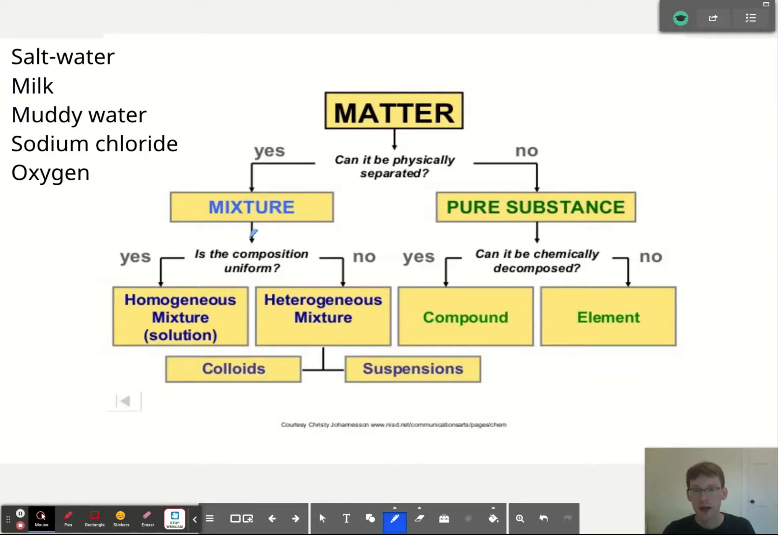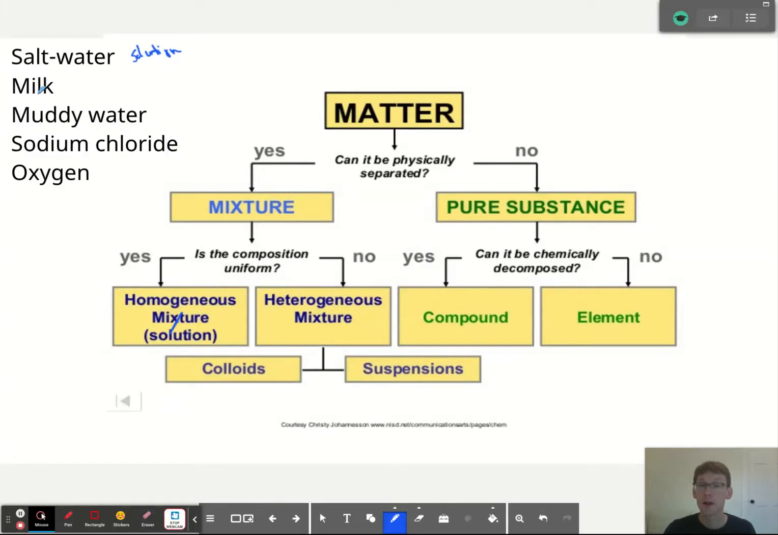The next question we ask is, is the composition uniform? If you look at salt water, it looks like it's all one thing, and that is absolutely true. It is therefore a homogeneous mixture. Specifically, it is a solution. So what we can say is that salt water is a solution. We could say it is not part of the problem, it is the solution.